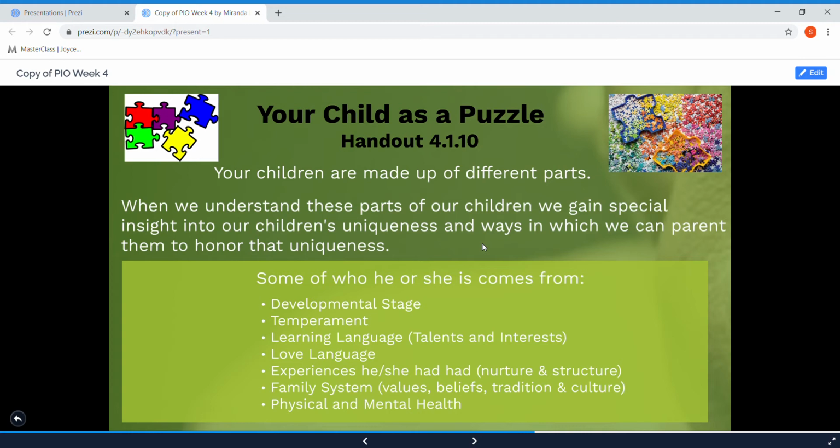Some of who he or she is comes from the following: their developmental stage, their temperament, their learning languages, their talents and interests, their love language, the experiences he or she has had, so that's nurture and structure, the family system, and physical and mental health. Now, we haven't gone over all of these yet, and that's okay, because this is an assignment that we continue to work on throughout our time together. At the end of week 12 it will be completely finished.